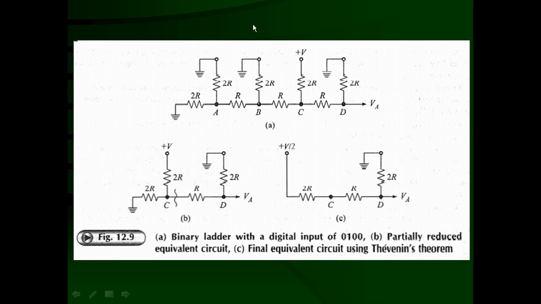Similarly, if we give one signal over here and all others are grounded, this is going to be 0, this is going to be 0, this is going to be 0. That means at the 2 raised to 1 position, there is one signal, plus V volt, that will contribute an output voltage of V by 8. Similarly, from here, 1 is going to be there, then it will contribute an output voltage of V by 16. And if there are more bits, then V by 32, V by 64, and so on.